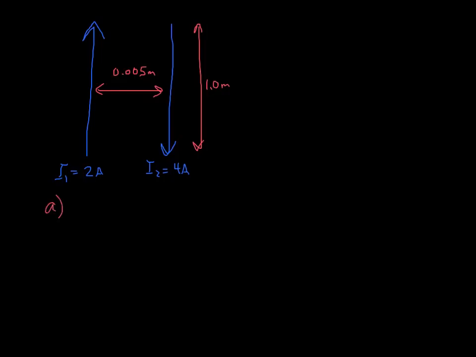So for part A, determine the magnitude and direction of the force on the left wire. So the force between two parallel wires, or two anti-parallel wires in this case, is mu naught over 2 pi times I1, I2, L over D.